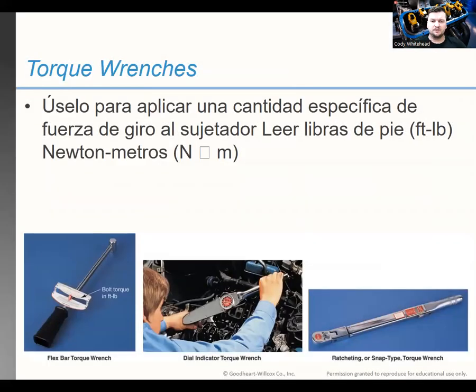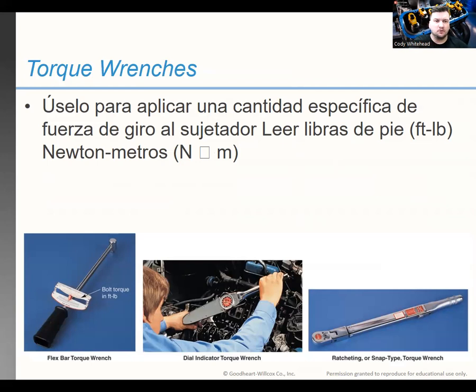Torque wrenches are used to apply a specific amount of turning force to a fastener. You can read them in foot-pounds, FT-LB, or Newton meters. In the picture it got a little messed up. There should be a dot there. So it's N.M. Those are your two. So foot-pounds is your customary standard. Newton meters is going to be your metric.